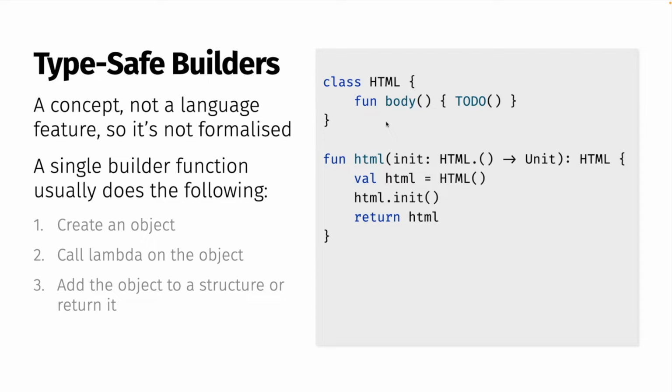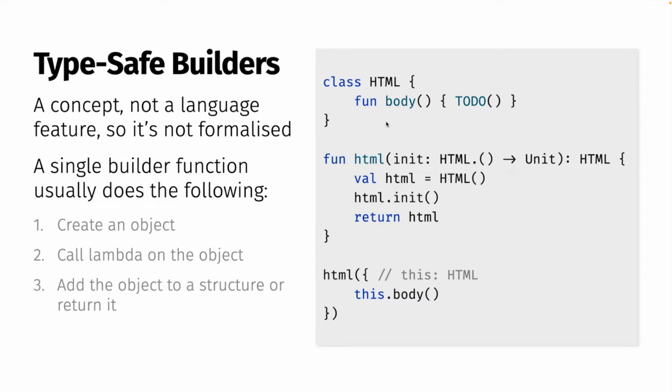You might be wondering, but yeah, what is this useful for? We can then use this html function like this. So we call html, and in the parameters, we pass this lambda. Inside this lambda, we have access to an instance of HTML, right, of type HTML. This is an HTML instance. So that means that we can call, for example, the body function that we have defined in the class HTML.